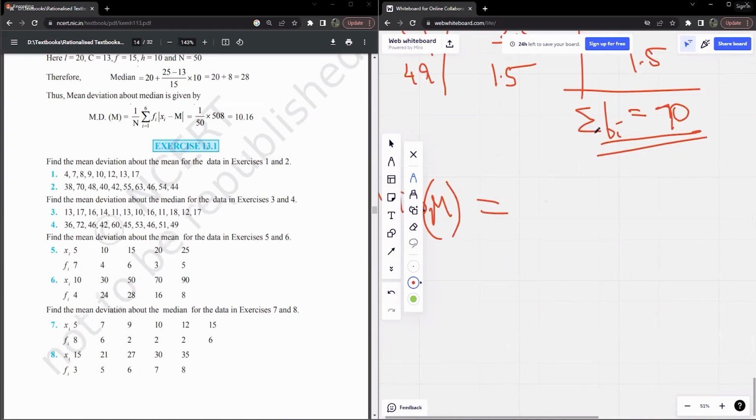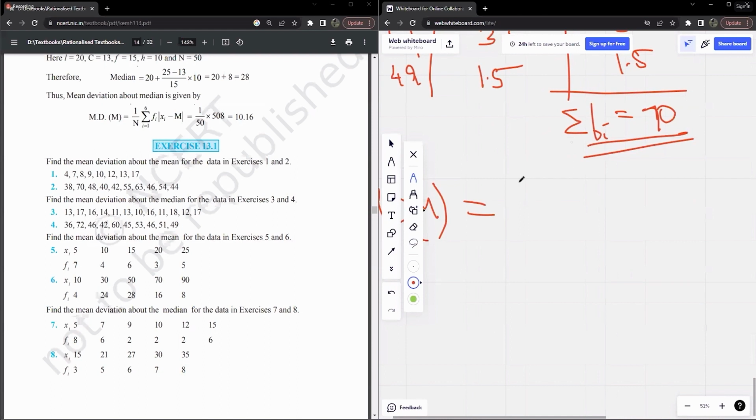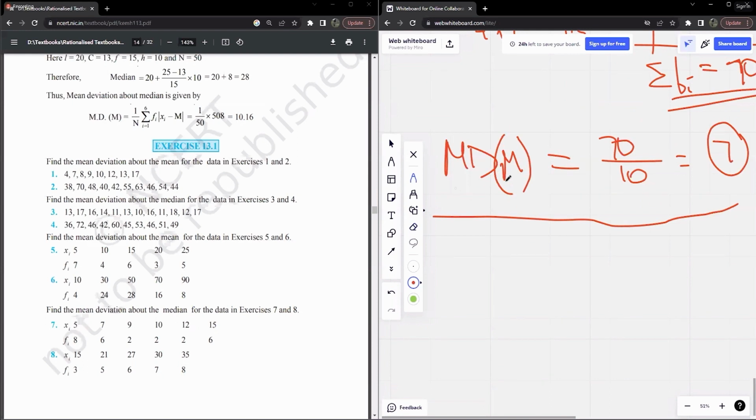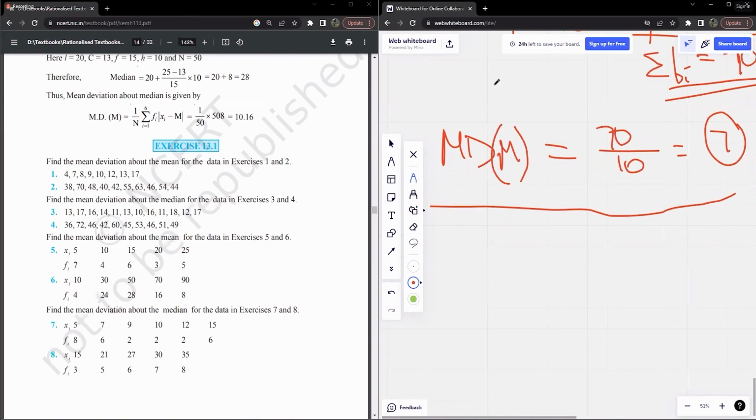Right. So finally, I have the mean deviation above the median to be equal to the sigma fi divided by n, which is 70 divided by 10, which is 7.0. Right. You can drop the .0, you can write the .0, does not matter. Still means the same. Cool. Remember that MD is mean deviation. MD of whatever over here means that it is mean deviation about the measure of central tendency. All right. That's the notation that's used.